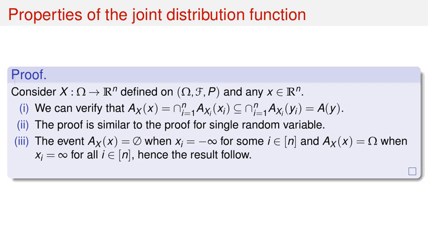3. For the limits, the event A sub X of x becomes the empty set if any x sub i goes to minus infinity. So its probability is 0. The event A sub X of x becomes the entire sample space Omega if all x sub i go to infinity, so its probability is 1. The result follows from the continuity of probability.